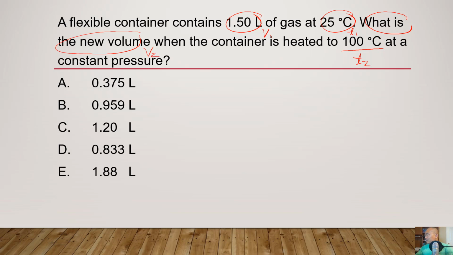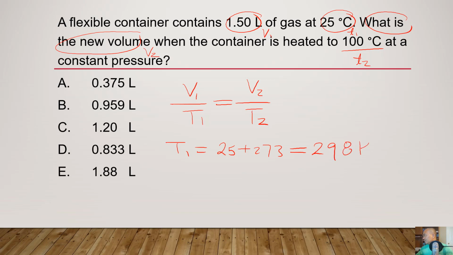So we can do the calculation using Charles's law. V1 over T1 equals V2 over T2. Remember, the temperature T1 equals not 25 degrees C, but 25 plus 273. So this converts Celsius to Kelvin, 298 K. And T2 is 100 degrees C. We convert it to Kelvin scale as well. This gives us 373 Kelvin.